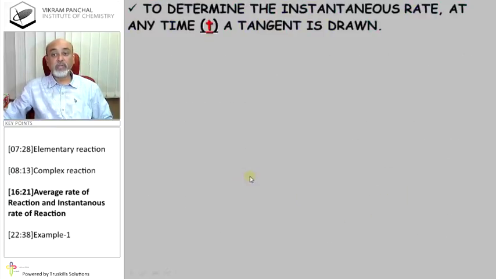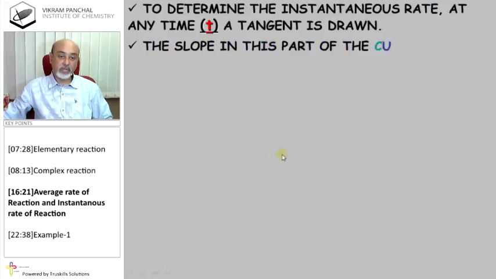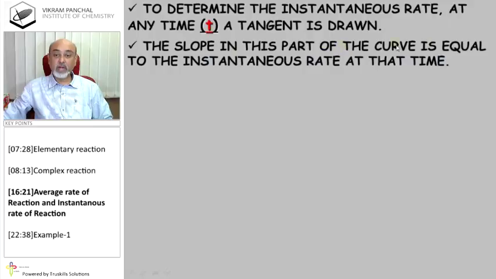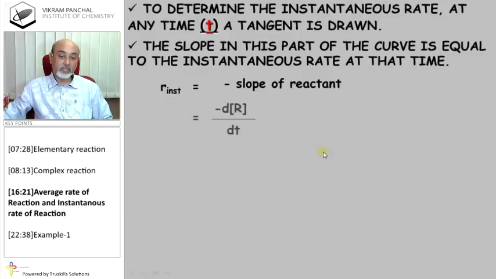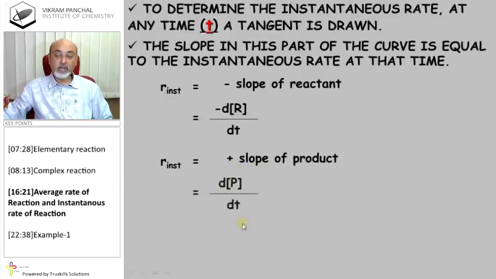To determine the instantaneous rate at any time t, a tangent is drawn. The slope in this part of the curve is equal to the instantaneous rate at that time. So the instantaneous rate of reaction is equal to minus the slope for reactants, that is minus dR by dt, or for a product, plus the slope of the product, that is dP by dt.